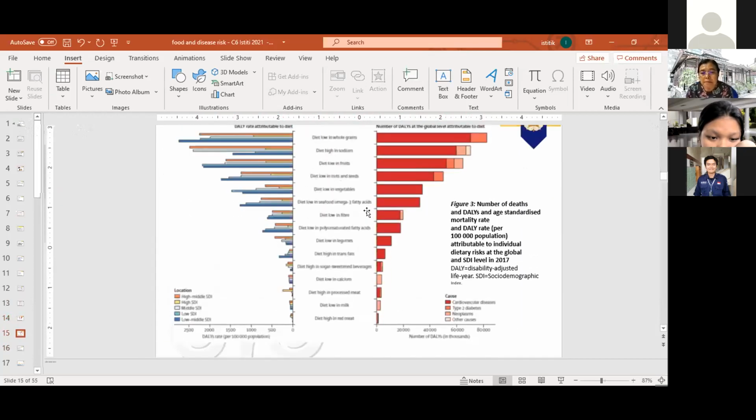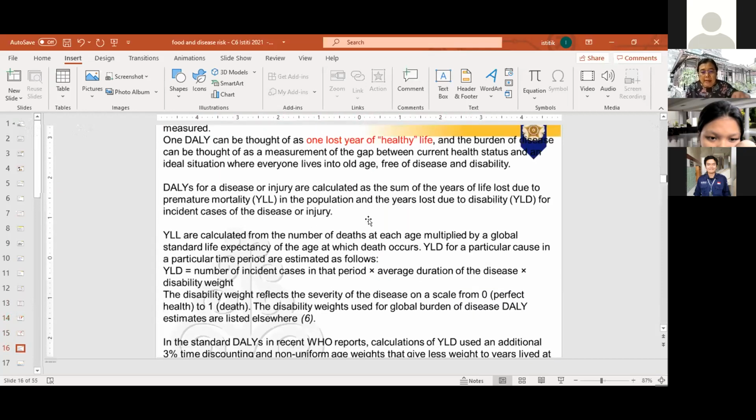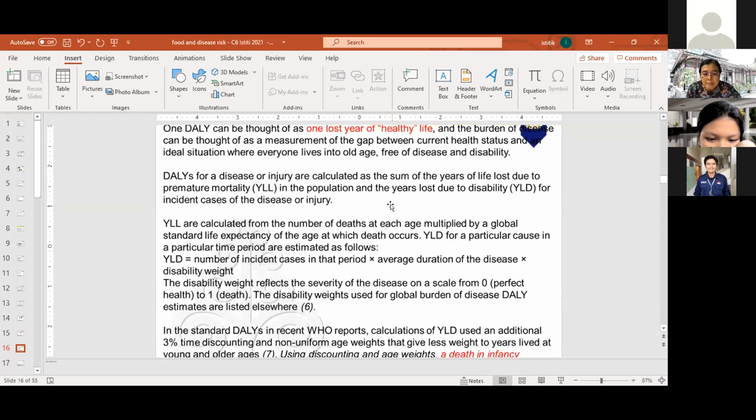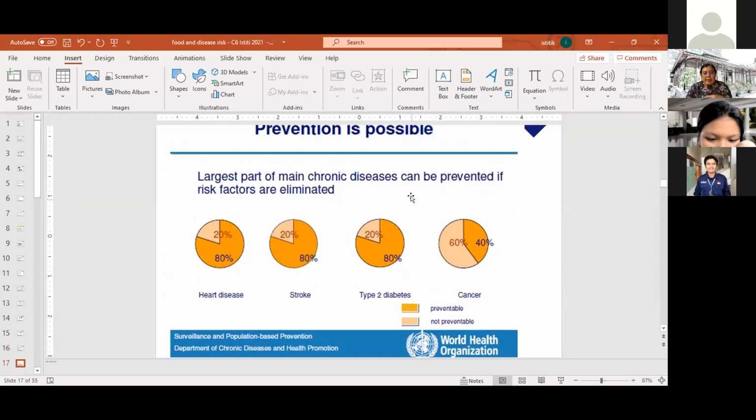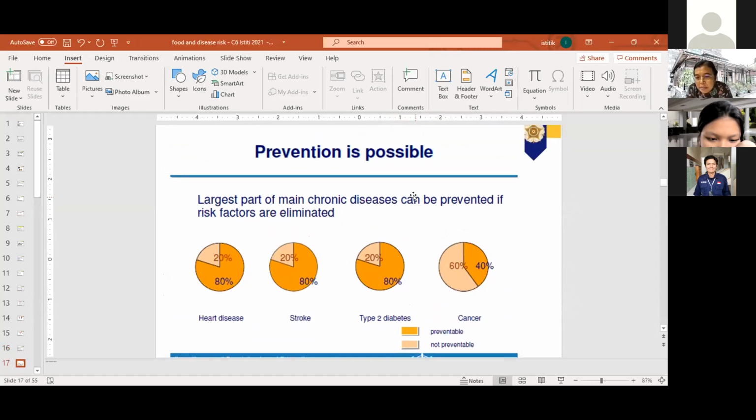Then there is also DALY, which we have learned before: disability-adjusted life years, the loss of years of healthy life. Actually, NCDs can be prevented. The largest part of the main chronic diseases can be prevented if the risk factors are eliminated. Here, heart disease, we can prevent 80%. Stroke also 80%. Type 2 diabetes can prevent 80%. Cancer here only 40%.